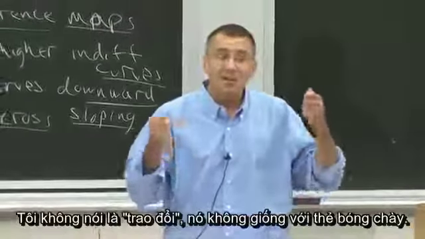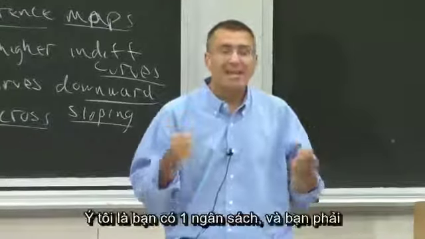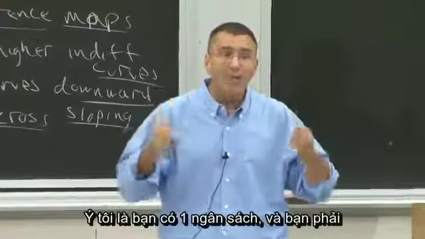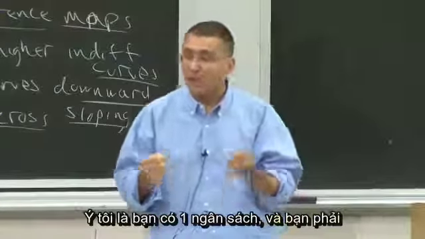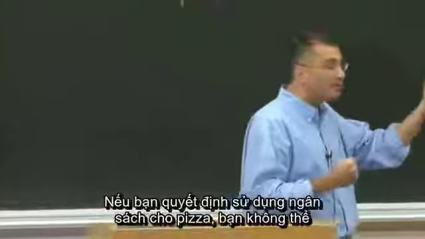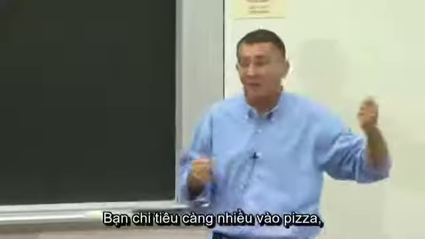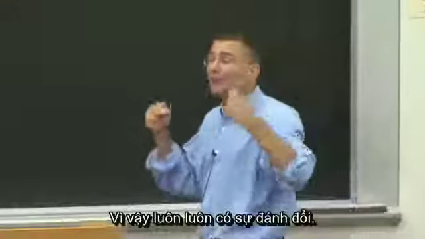So when I said trade-off, it's not like trading baseball cards. What I mean is, ultimately you have some budget, and you have to allocate that budget. So if you decide to allocate it on pizzas, you can't allocate it on movies. Or the more you allocate on pizzas, the less you can allocate on movies. So there's always a trade-off.